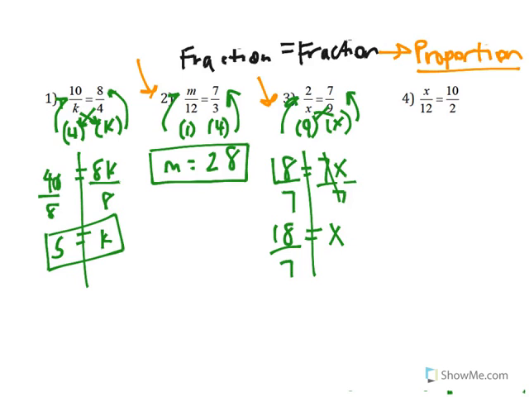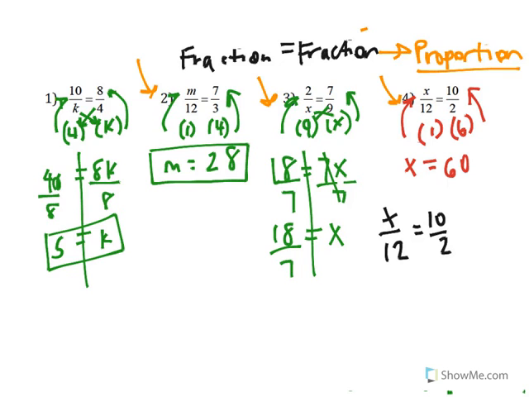So now let's try this one. Do this one on your own, pause the video, and then check your work when you unpause the video. You should have found the GCF to be 12, so you multiply this one by 1, this one by 6, and you get x equals 60. Now, does our answer make sense? How can we test to see if our answer makes sense?